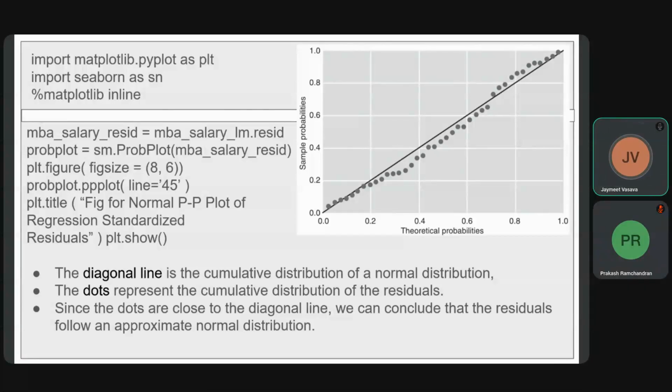Also, we'll use a line at a 45-degree angle, and you can see in the image that the data points lie just around the line, which means it is normally distributed. The diagonal line is the cumulative distribution of the normal distribution, and the dots represent the cumulative distribution of the residuals. Since the dots are close to the diagonal line, we can conclude that the residuals follow an approximate normal distribution.